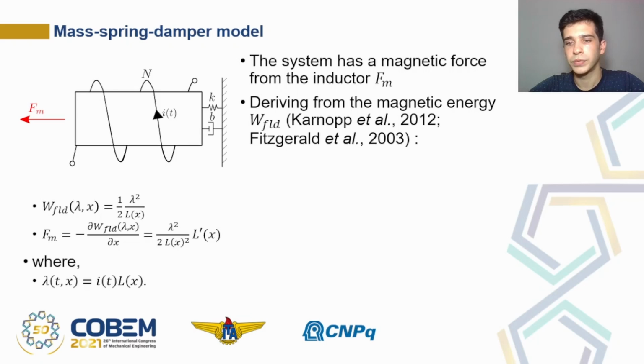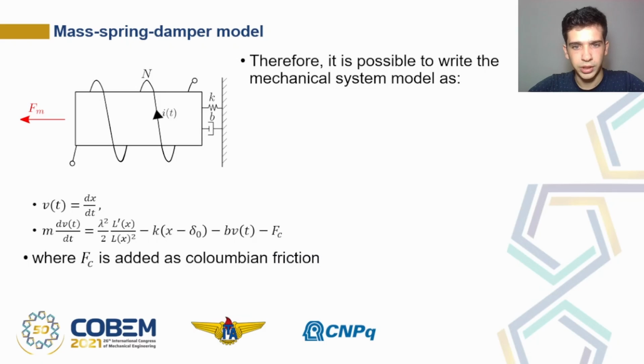We derive the force expression from the magnetic energy that rises from the current, where we represent it as a function of the flux linkage lambda, which is common for magnetic energy analysis. We follow the approach of the Carnot and Fitzgerald textbooks. The expression of the force is shown there, and knowing the magnetic force, the system can be described as follows.